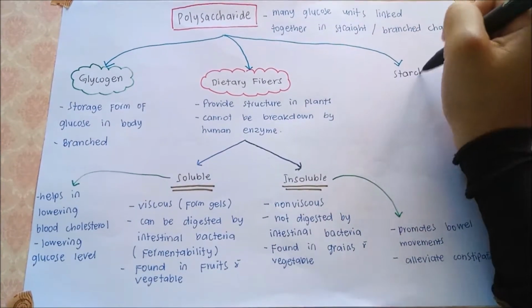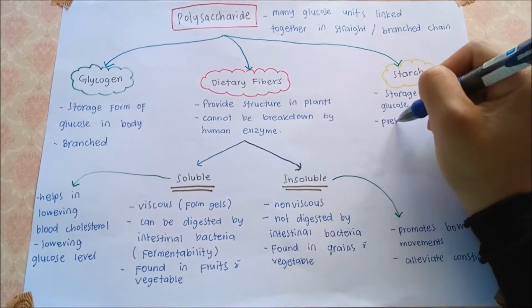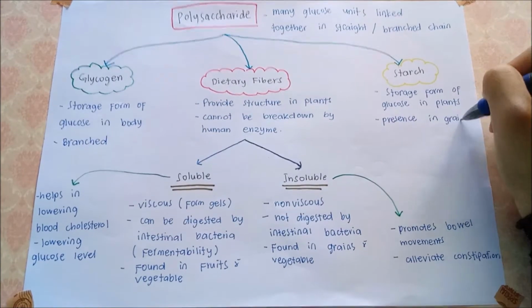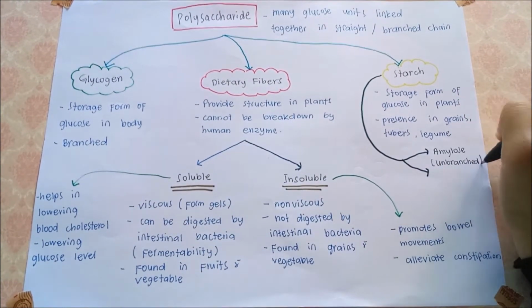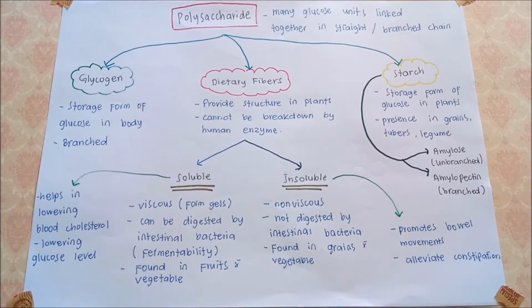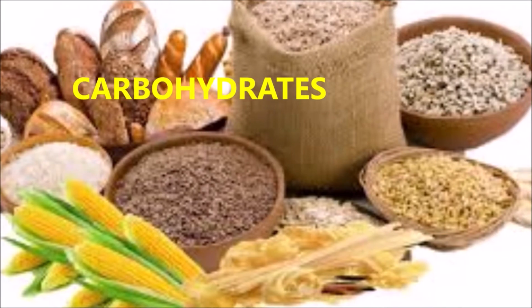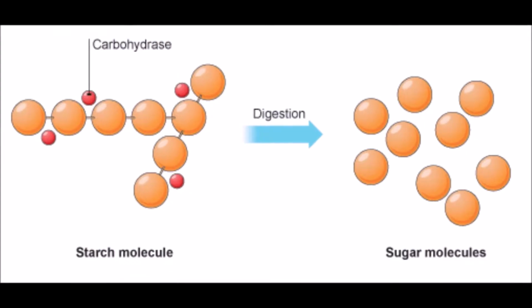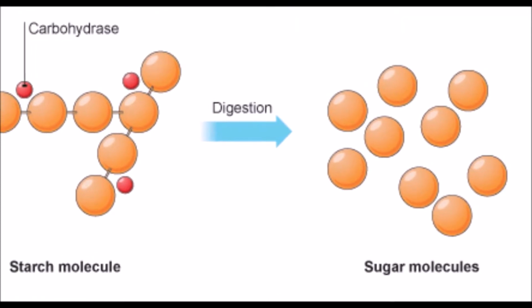The last one is starch, the storage form of glucose in plants, and it is present in grains, tubers, and also legumes. It has two forms: amylose, which is unbranched, and amylopectin, which is branched. Carbohydrate is the nutrient that provides the body with energy, but before it can be used, it needs to be broken down into much smaller units called monosaccharides.